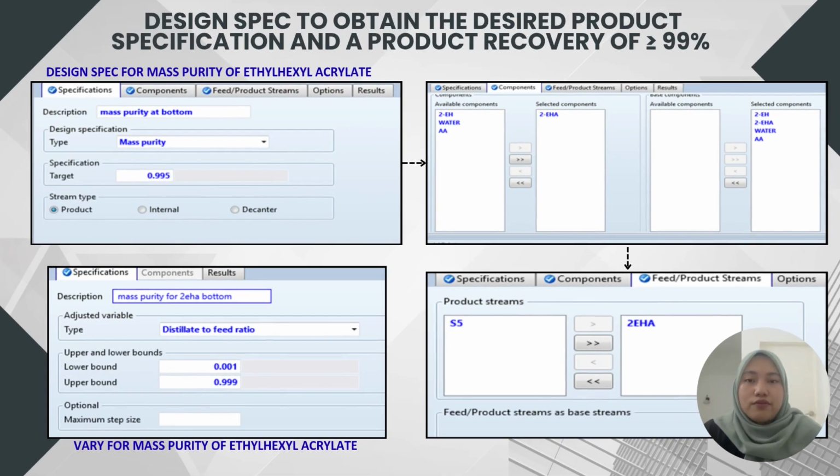The design spec is performed for T102 only. So the first one is used to determine the operating condition required to achieve the desired product specification of 0.995 mass fraction of ethylhexyl acrylate in the bottom stream.